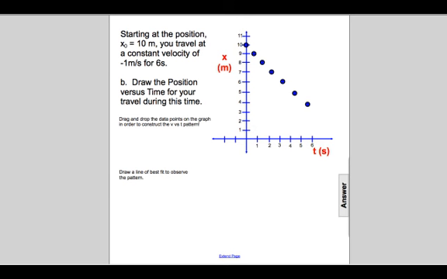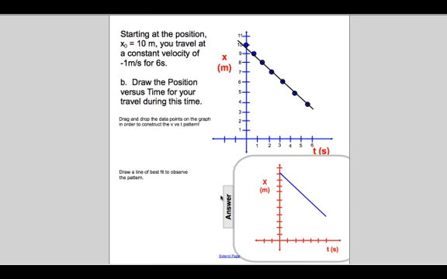We'll draw a line of best fit. And that is a downward sloping line that is straight. And that means our velocity is constant.